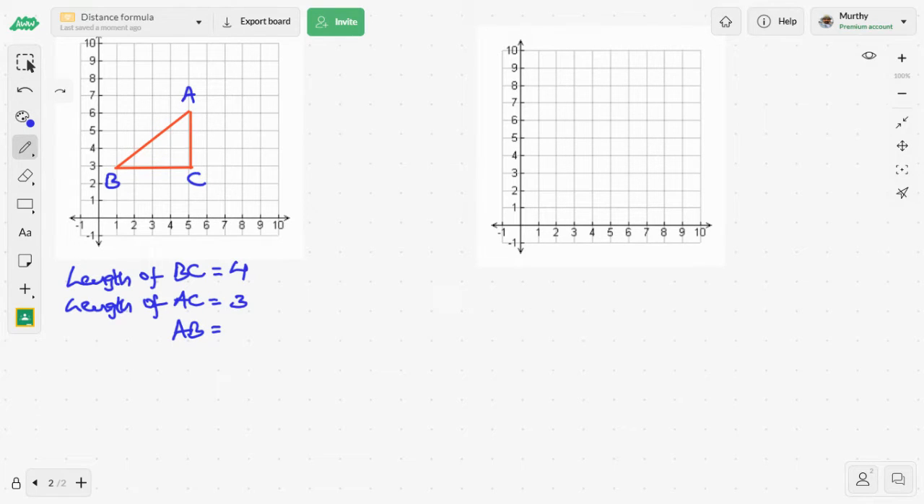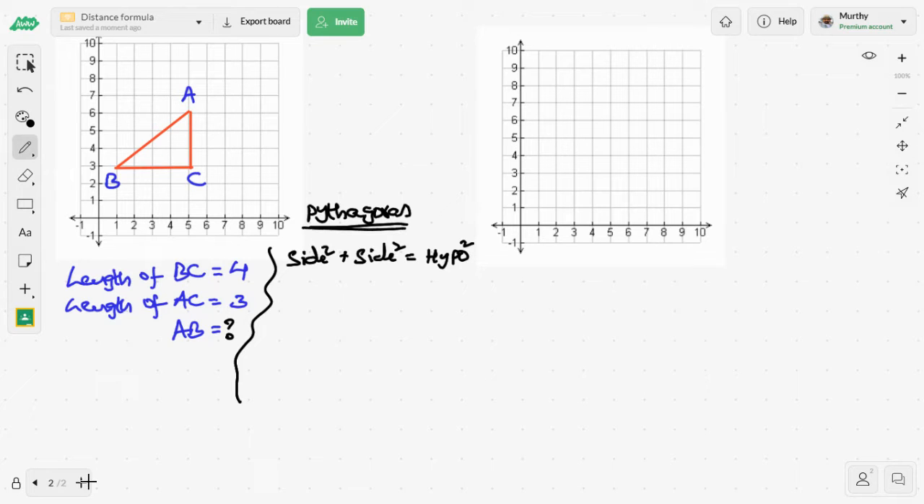Then how to find the length of this one? You know that we can make use of the Pythagoras theorem. By Pythagoras theorem, side square plus side square equals hypotenuse square. Here, due to lack of place, I am writing hypo square, but you write hypotenuse square.